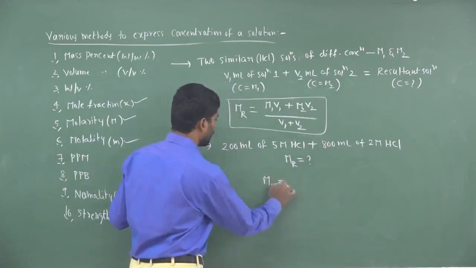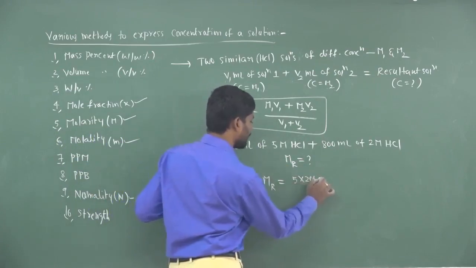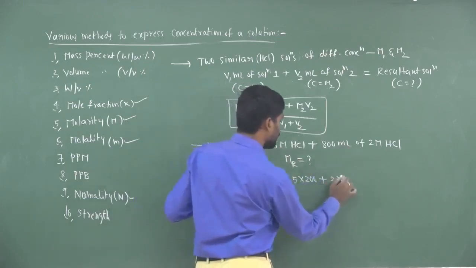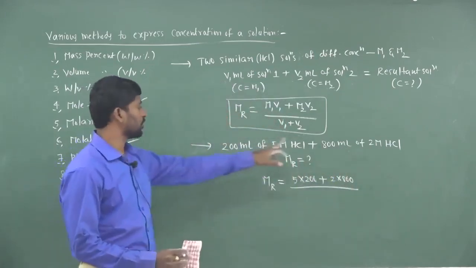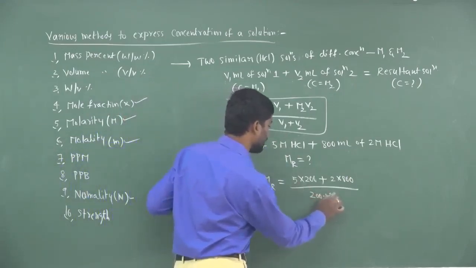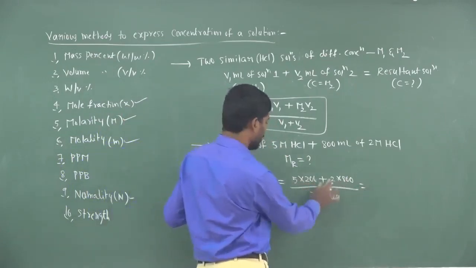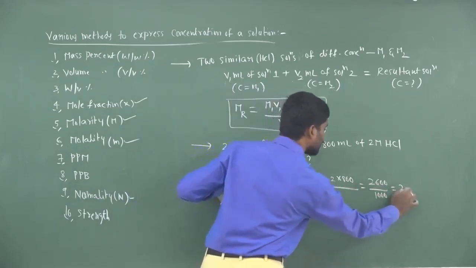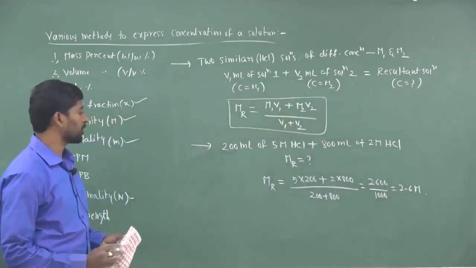So MR is equal to M1 V1, that is 5 into 200. This gives the number of millimoles of HCl in the first solution. Next one, 2 into 800. This gives the number of millimoles of HCl present in the second solution. By the total volume of solution, that is 200 plus 800. This is 1000, this is 1600. 2600 by 1000. That means the resultant solution molarity is 2.6.